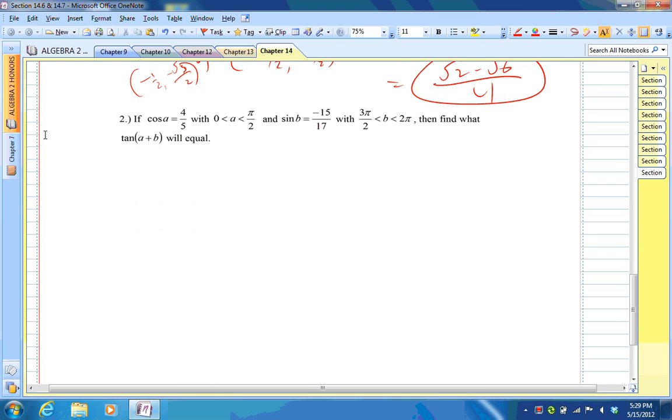Okay, last example. This will be the last example of the year of new material. And then we'll just do practice in class. So cosine A equals 4/5. A is between 0 and pi over 2. Sine B equals negative 15 over 17, with B between 3 pi over 2 and 2 pi. Then find what tangent of A plus B will equal. So what you want to do is draw each of these angles.